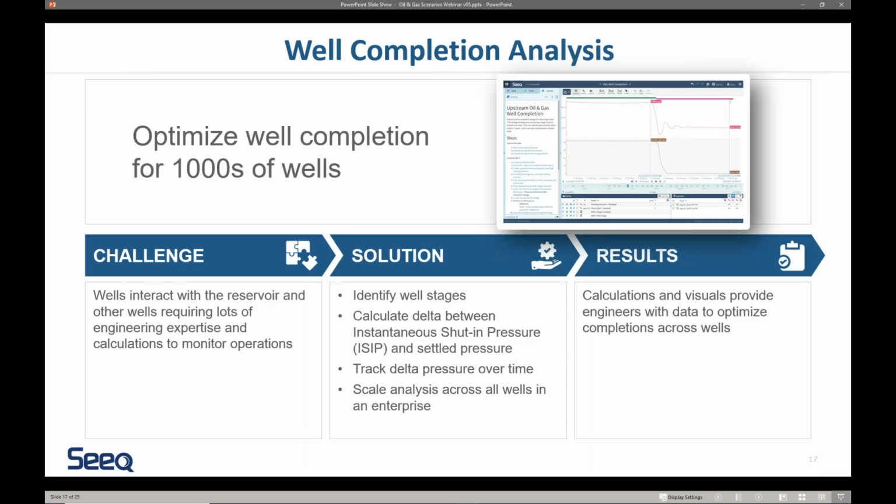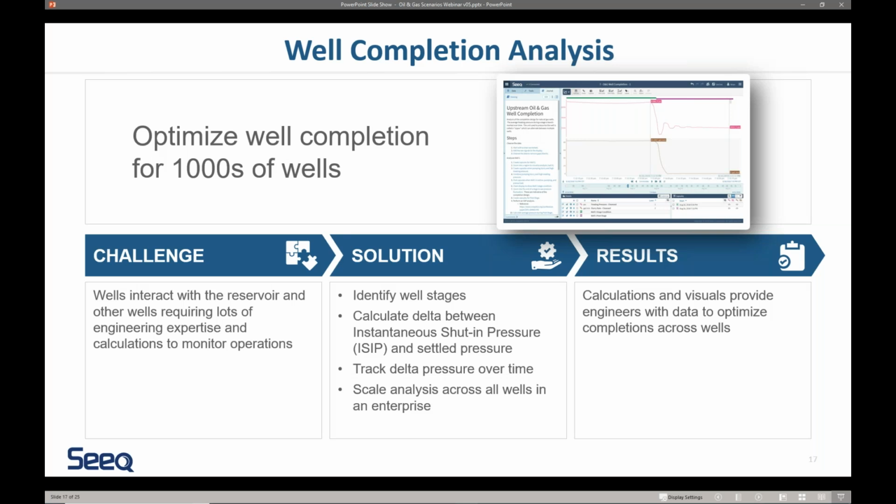The next example I'd like to look at is well completion analysis. The idea here is to optimize well completion across thousands of wells. Wells interact with the reservoir and other wells, requiring lots of engineering expertise and calculations to be able to monitor operations. And so we're going to leverage Seeq to be able to provide that input to the engineers.